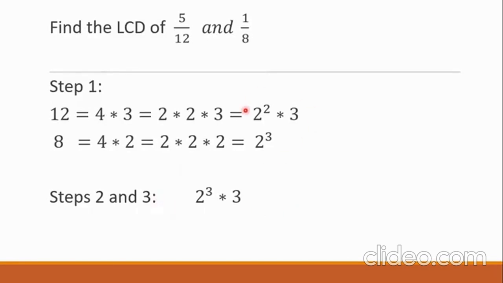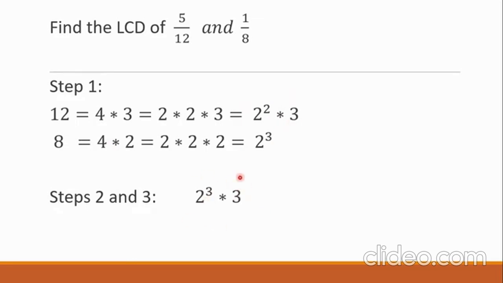In step 2, here are the prime factors of the two numbers. We're going to copy all the factors. But in here, there is a common factor, and that is the number 2. For the 12, it is 2 squared. For the 8, it is 2 cubed. So, we're only going to copy the 2 cubed. And then, this 3, we will include.